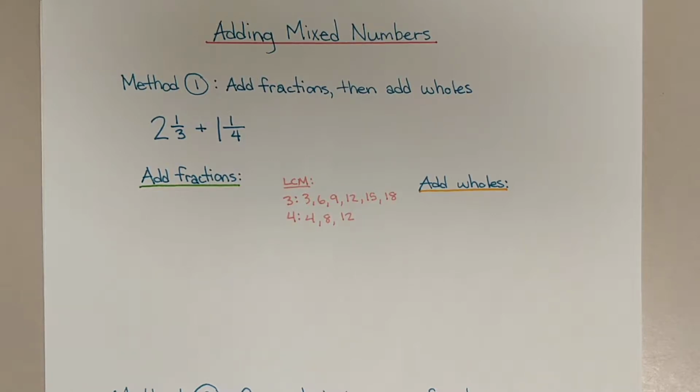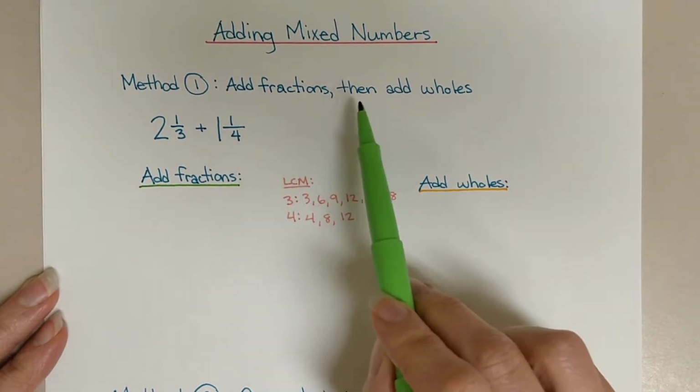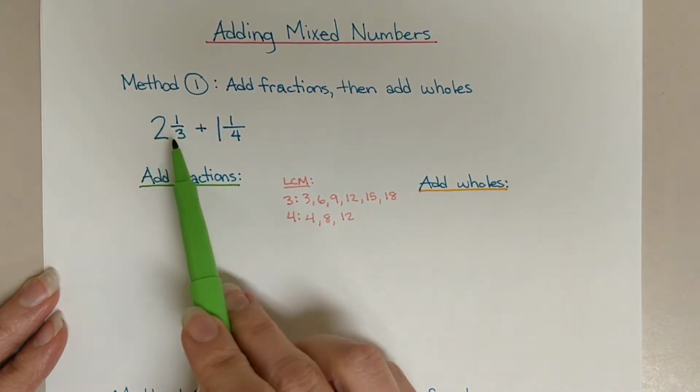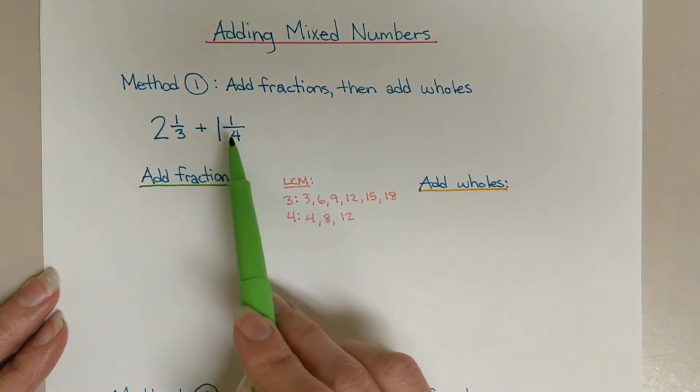This video is going to look at how to add mixed numbers. So we're going to look at two different methods. In method 1, we're going to add fractions, then add the wholes. So our example here, we've got 2 1/3 plus 1 1/4.